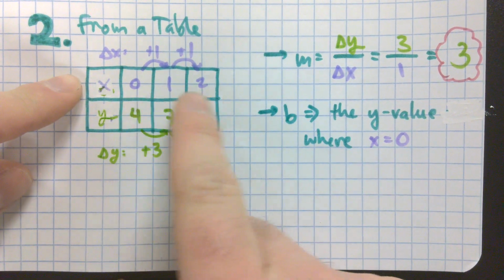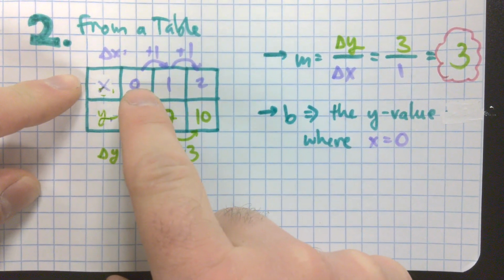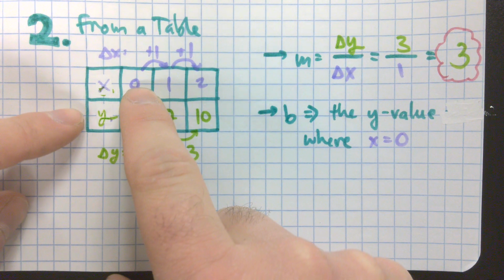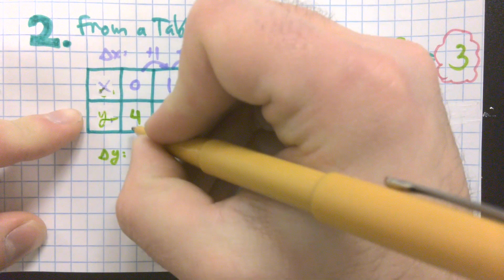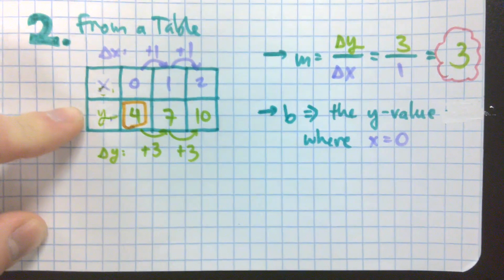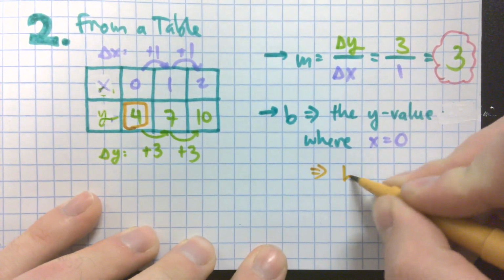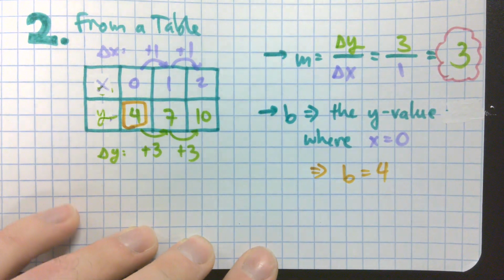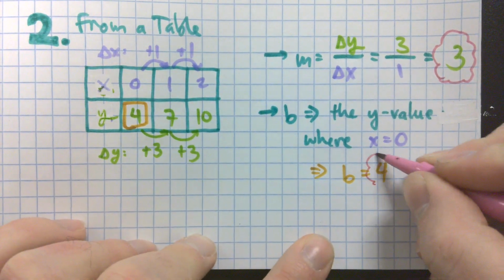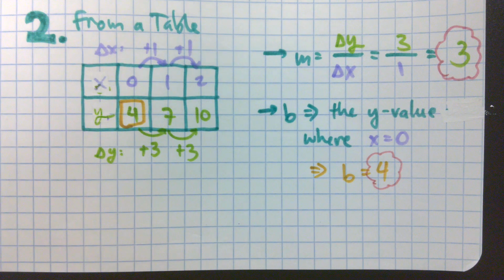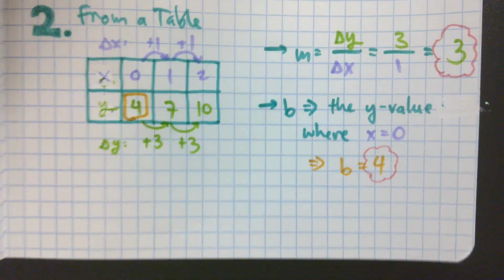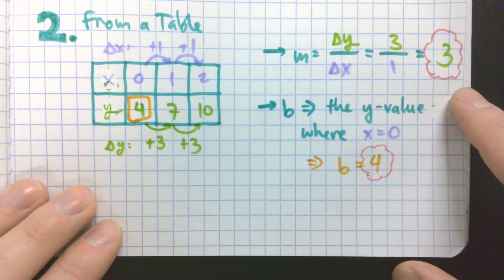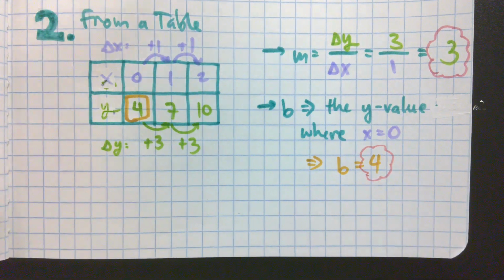Do we see one anywhere here? Yeah, right here on the left. What's the y value where x is equal to 0? 4. So we know that b is equal to 4. There's my second half of this equation. So my m is 3, my b is 4.